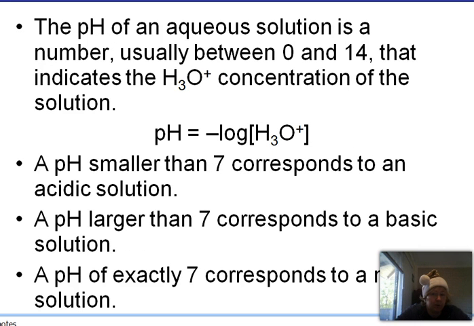The pH of an aqueous solution is a number, usually between 0 and 14, that indicates the hydrogen ion concentration of a solution. So pH is the negative log of the hydrogen ion concentration. You're going to have to use the log button on your calculator. Don't panic. I'll show you how. Relax. Again, pH smaller than 7 is acidic, larger is basic, and exactly 7 is neutral.